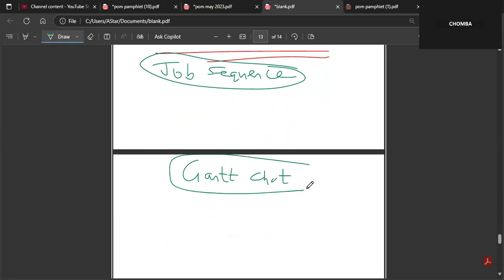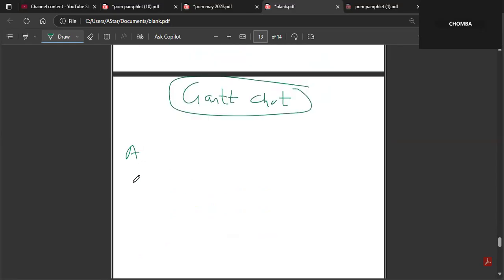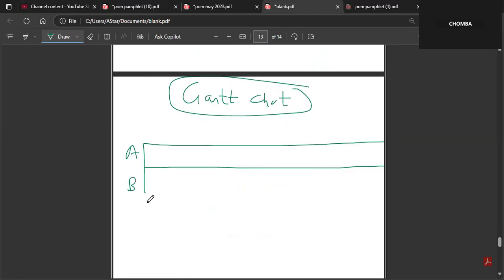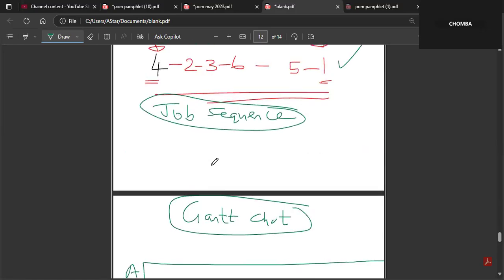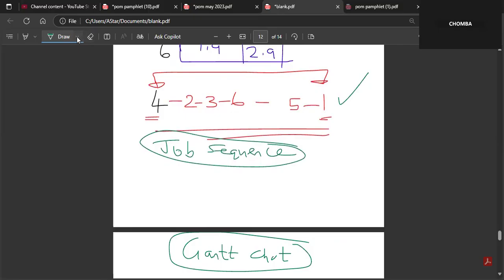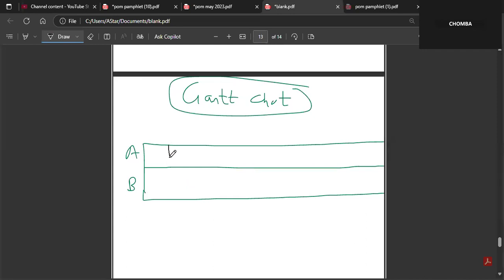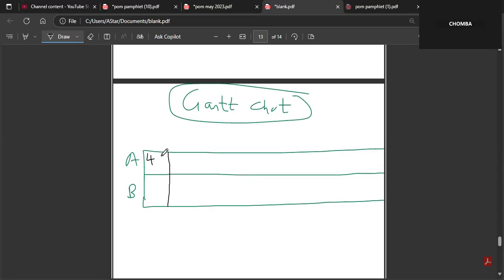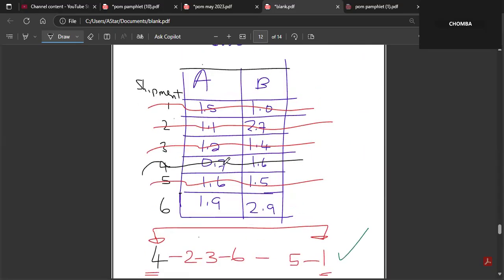For the Gantt chart, you simply say A and B. I want you to take extra time to follow this Gantt chart. It's very easy, but it goes with additional maths. So the job sequence is the same one. We are starting with 4. It's the same job that should run in both centers A and B. How many hours is it taking in A? 0.7, right?